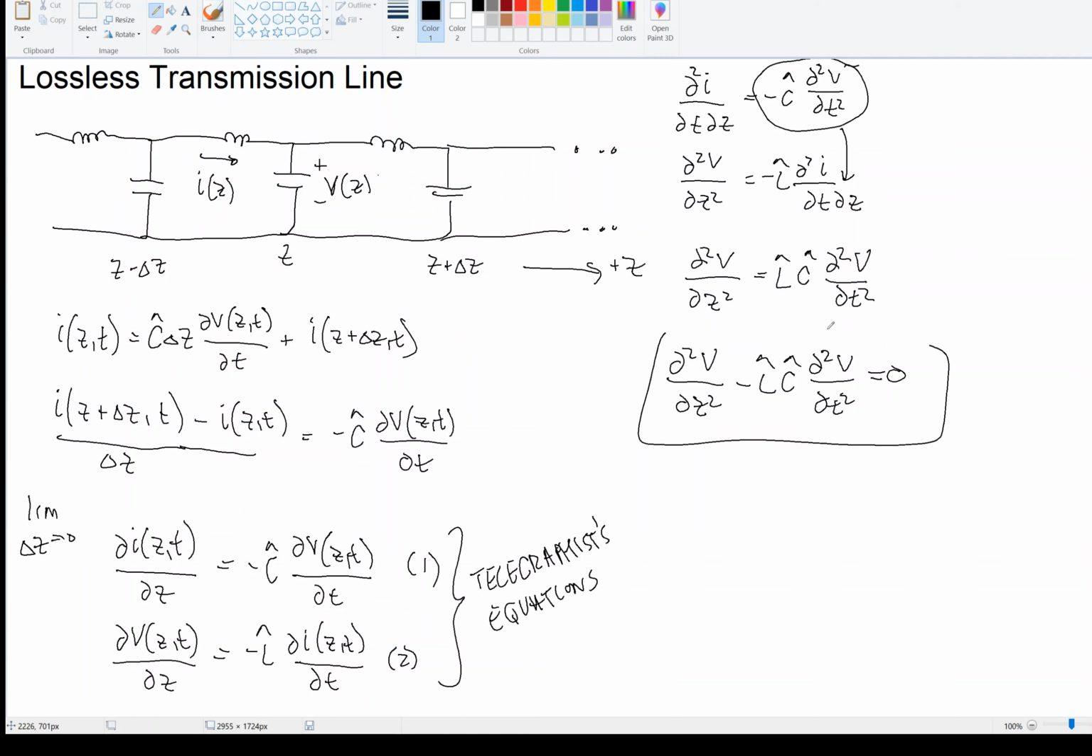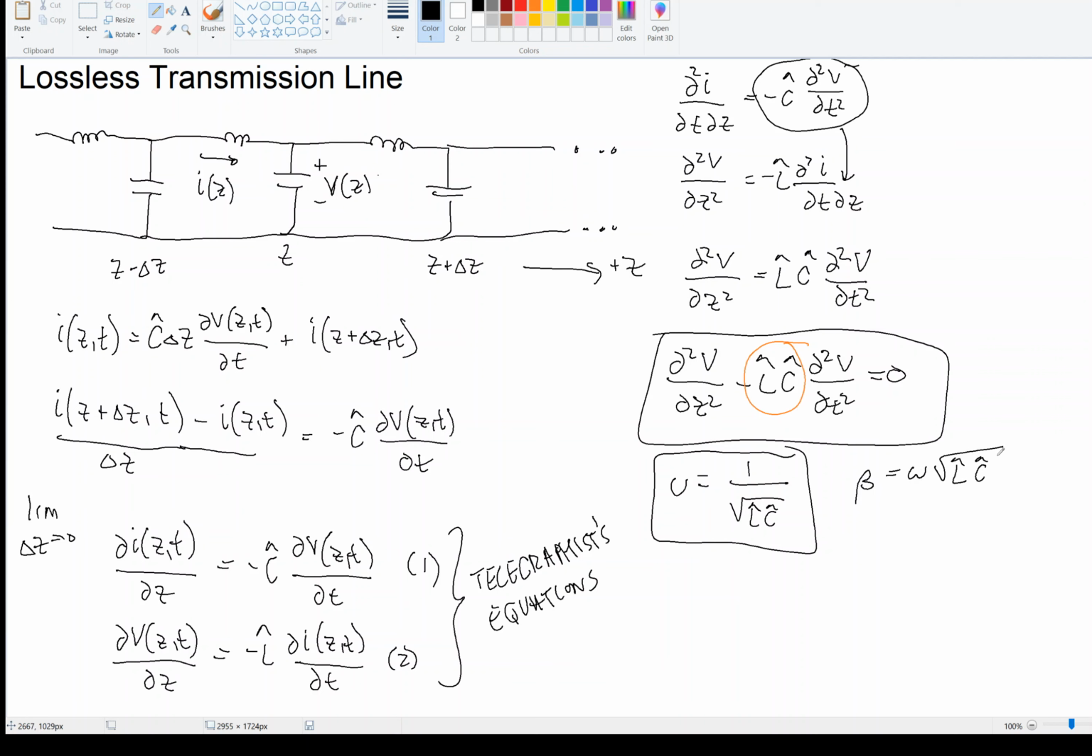This is a wave equation, and we could alternatively write it in terms of I instead of V. So I also satisfies a wave equation, and we recognize from the wave equation that this is related to the wave speed. The wave speed is 1 over the square root of L hat C hat, if you recall that from our discussion of wave speed. And then being that the wave speed is omega, the frequency, over beta, we have beta is equal to omega times the square root of L hat C hat. Nice. And remember that the wavelength is related to beta by 2 pi over beta, like this.